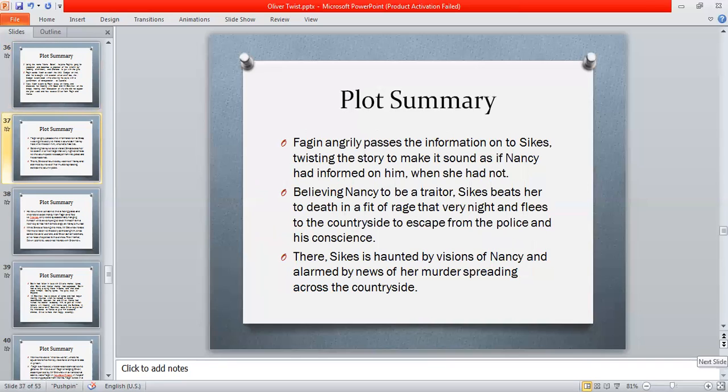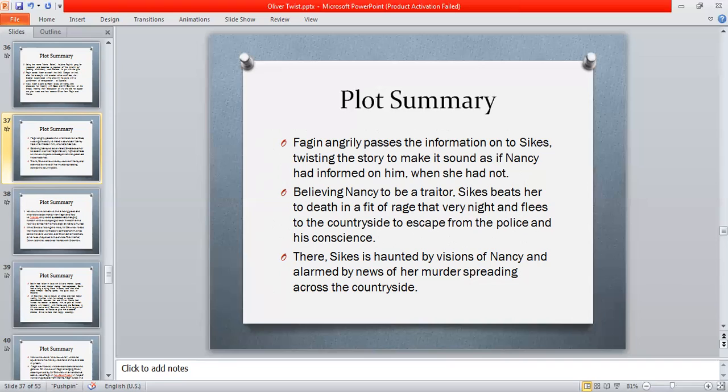Fagin angrily passes the information on to Sykes, twisting the story to make it sound as if Nancy had informed on him, when in fact she hadn't. Believing Nancy to be a traitor, Sykes beats her to death in a fit of rage that very night and flees to the countryside to escape from the police and his conscience.